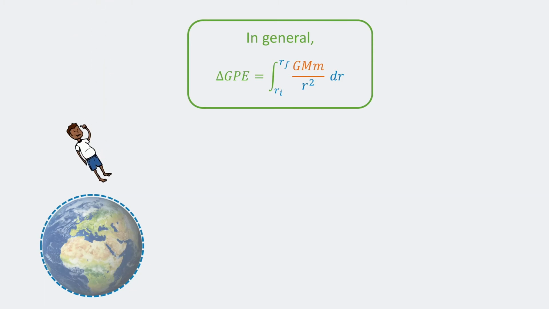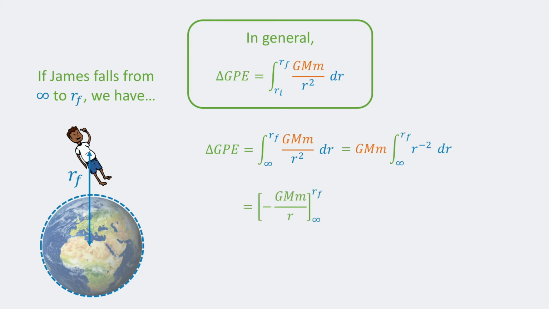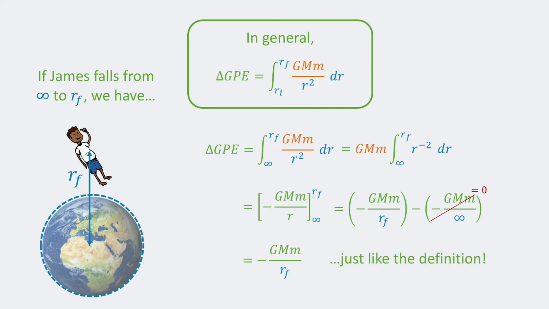Now if we let James fall back from infinity down to some final radius rf, we can evaluate this integral and his change in potential energy. So we have this integral with the limits rf, his final position, and infinity, his initial position. We can pull the constants out front and do the integral on r to the minus 2, and what we end up with is this. As we've seen before, the second term is equal to 0 because we're dividing by infinity. So what we end up with is negative GMm over rf, which you might recognize as the definition of gravitational potential energy.